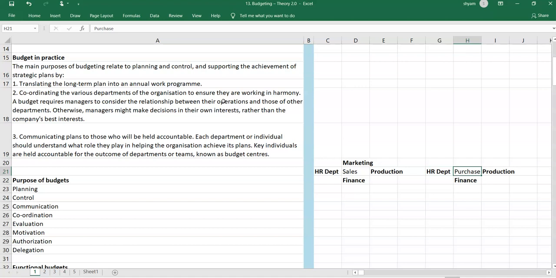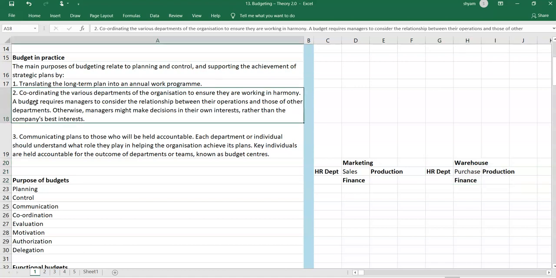Okay, and purchase can also be linked with the warehouse department. If a company has a warehouse department, they are also linked with them. Any goods received by the warehouse should only be those authorized by the purchase department. In this way each and every department is linked with the other, so no department operates on a separate basis. They have to coordinate with each other. So that's what they mean by the second point here.